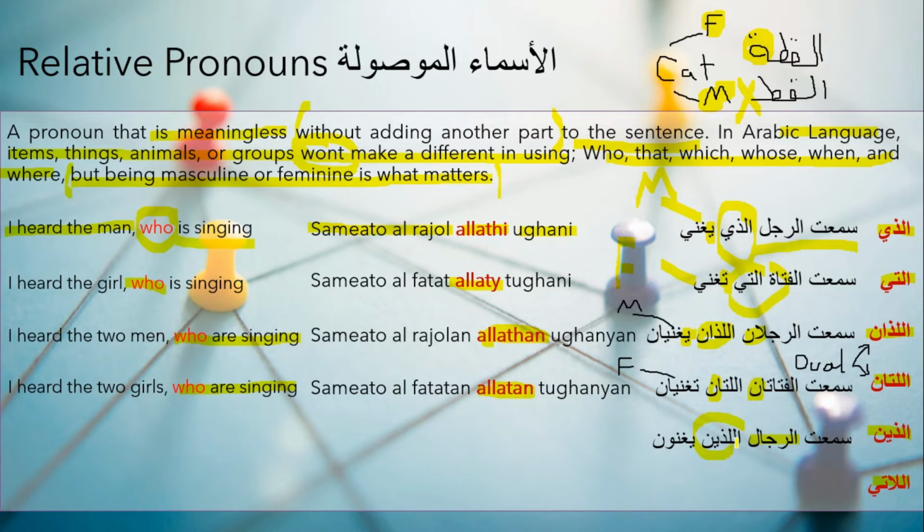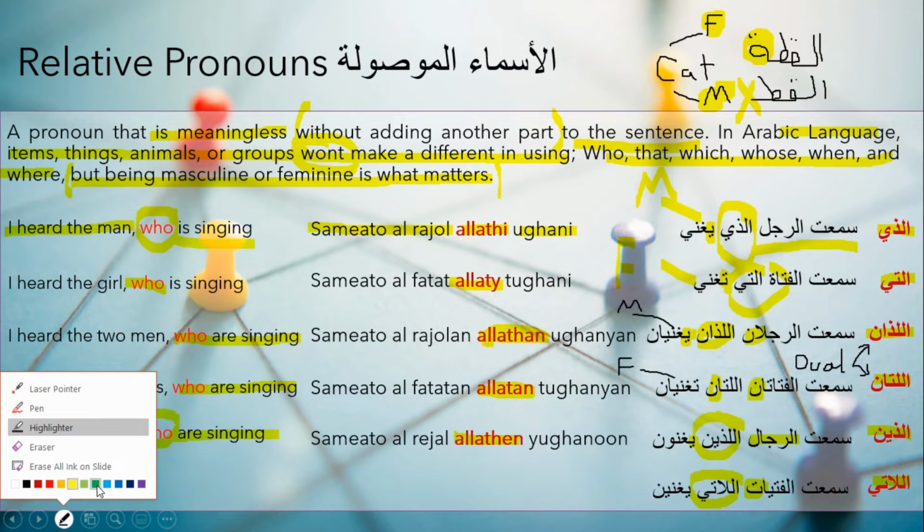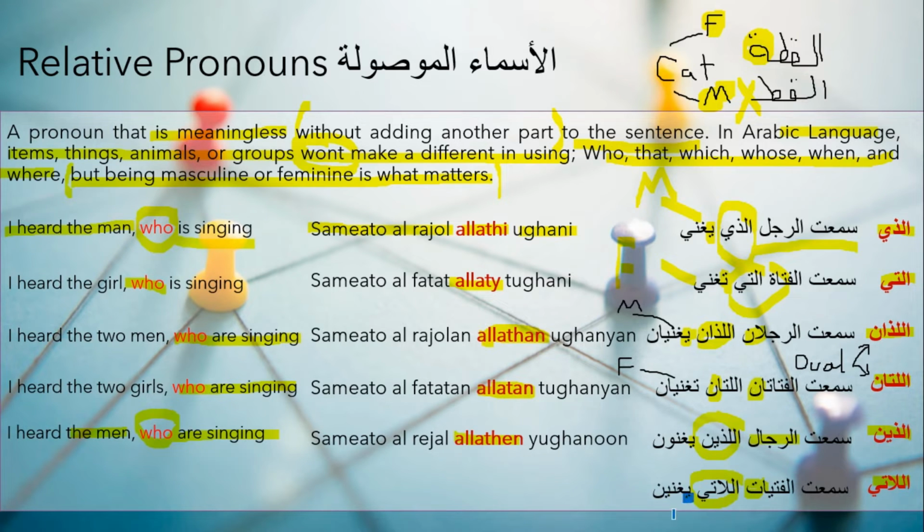So this one, we are using it for a group of people who are masculine. سمعت الرجال الذين يغنون. I heard the men who are singing. سمعت الفتيات اللاتي يغنين. As you can see here, even if I change الرجل or الفتاة, girl or man, if I change these to cats, to dogs, for example, this wouldn't make any difference. We are going to use exactly the same pronouns. Who.